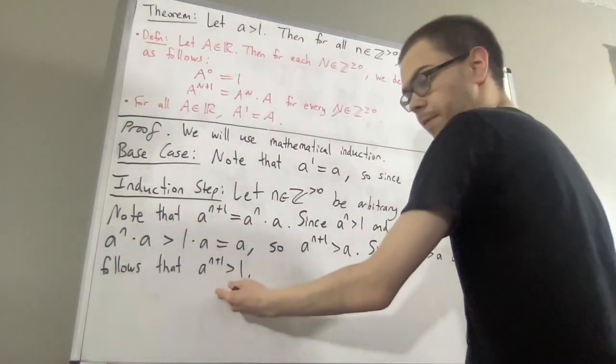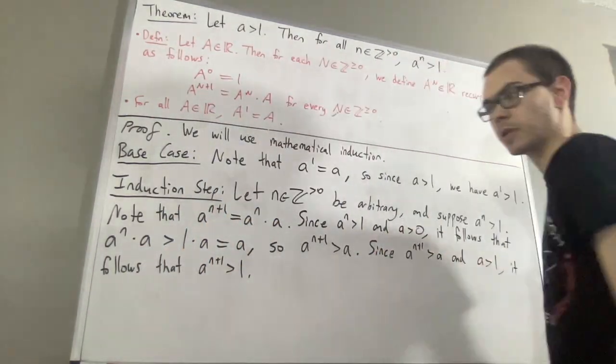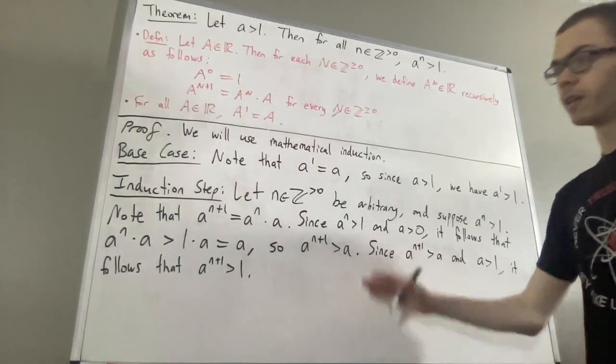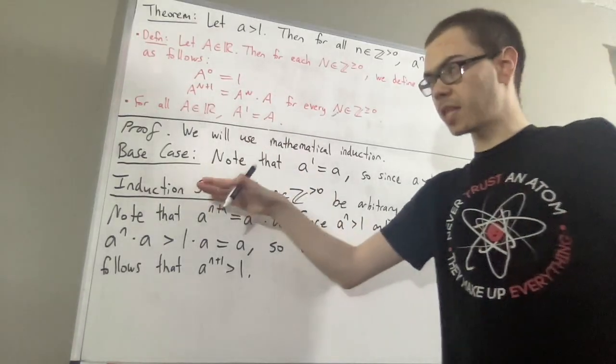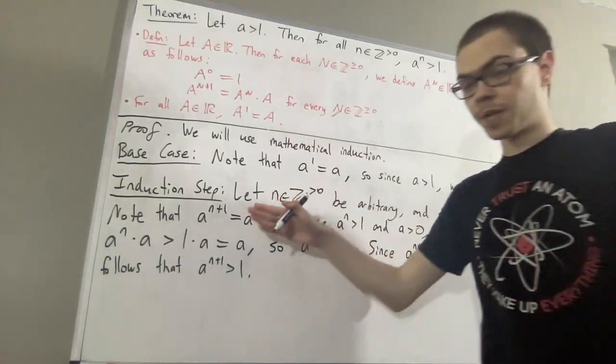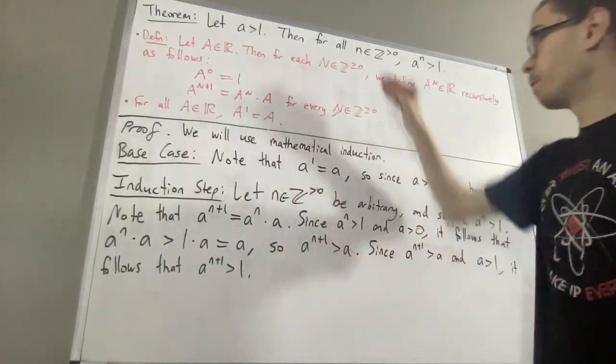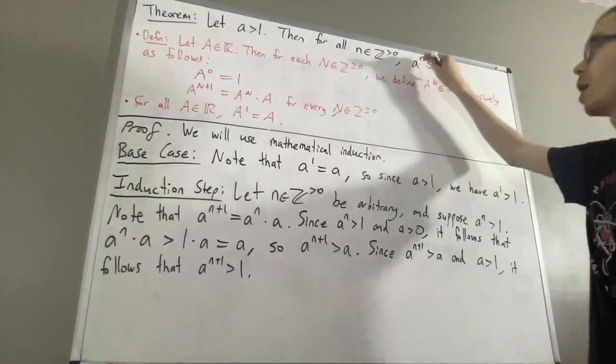And that's it. That was the whole goal of the induction step. So this completes the induction step. Because we've completed both the base case and the induction step, this closes the induction. So by mathematical induction, we have proven for all positive integers n, a to the power of n is greater than 1.